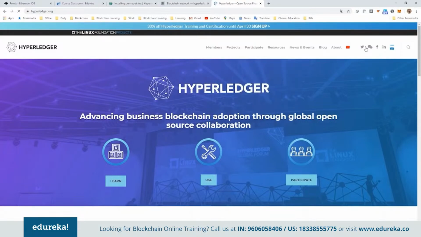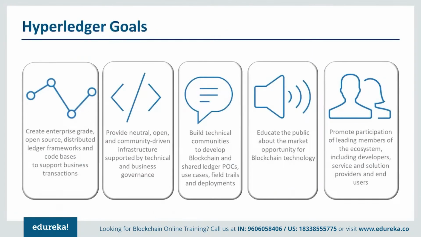Educate the public about the market opportunity. So one of the key goals of Linux Foundation and Hyperledger is also not only creating the different blockchain applications, but also sensitizing the world that what is the importance of blockchain and how the future applications are going to look like. So you will find various channels in YouTube which are basically promoting blockchain technologies for different sectors that are created by Linux Foundation or Hyperledger Foundation.